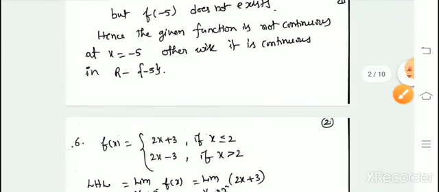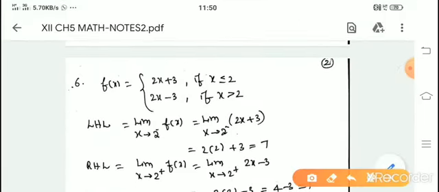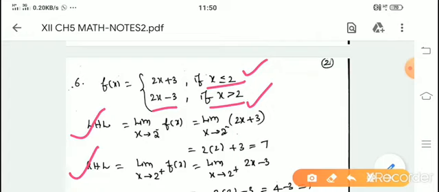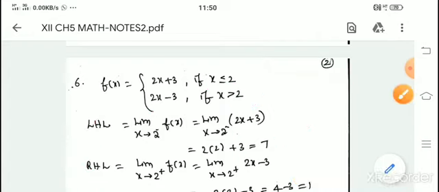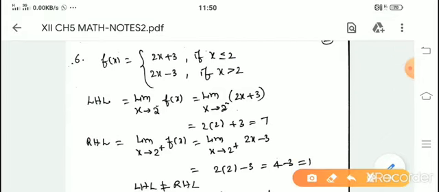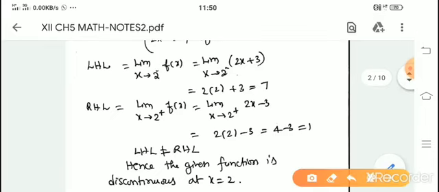Right, next. The other question is f of x given as 2x plus 3 when x is less than or equal to 2, and 2x minus 3 when x is greater than 2. That means the left hand limit is for x less than 2, and the right hand limit is for x greater than 2. At x equal to 2 you check both the left hand limit and the right hand limit. The left hand limit we get is 7, and the right hand limit we get is 1. So both are not equal, LHL is not equal to RHL, and the given function is discontinuous at x equal to 2.